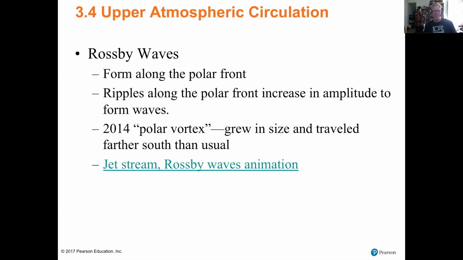Okay, we call these Rossby waves that form along the polar front, and they basically are responsible for the polar vortex. There was one in 2014, and we're experiencing one, not we, but the people back east are experiencing one right now, due to the fact that they travel further south than usual, carrying that heavy, dense cold air with them.